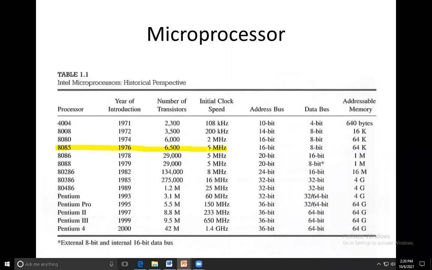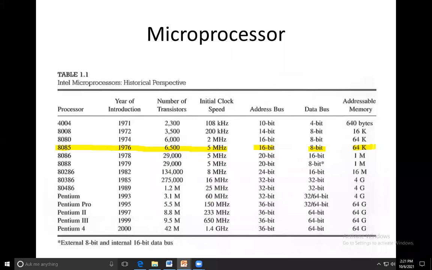In the last lecture we discussed the Keil software, and in that Keil software, Atmel created the 8085. It has a frequency of 3 megahertz, so you can say 3 megahertz or 5 megahertz. Then the address bus is 16 bits, and the data bus is 8 bits. And what is the addressing memory? 64 kilobytes.